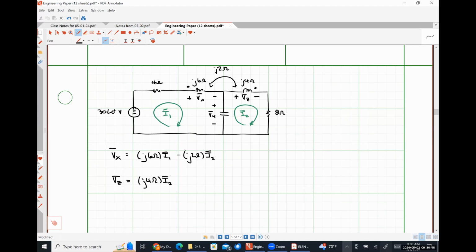All right. And now let's do the mutual term. So what sign should it have? Negative, because the positive is at the not dot and the current is flowing into the dot. So negative. What's its value? J2 ohms times I1.